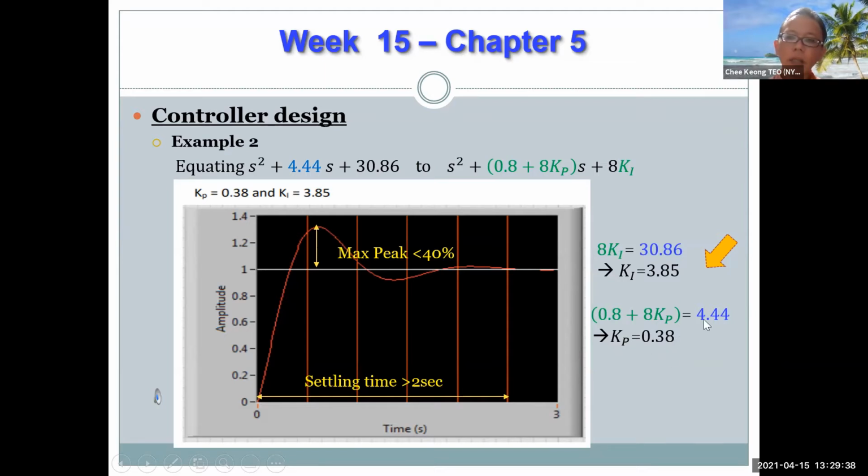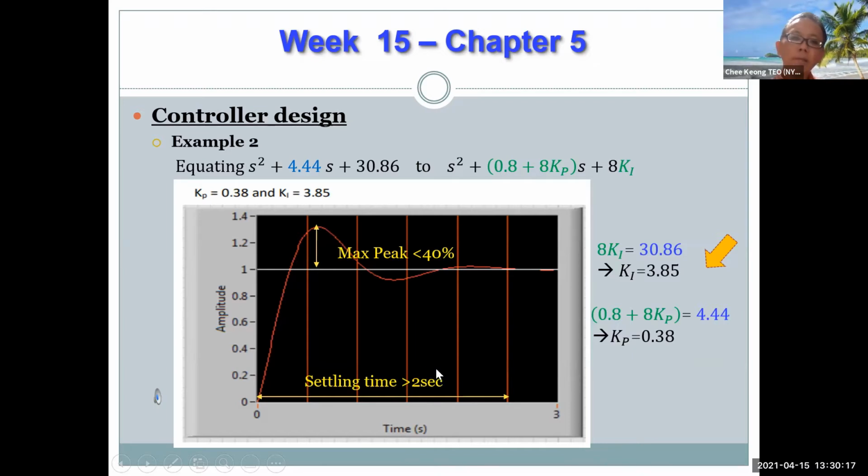With this Ki and Kp known, we put this back into your PI controller and run the simulation using LabVIEW, and we realize that for the maximum peak, we can achieve it because it's about 30-something percent, so it's quite good. But the settling time, we require less than 2 seconds. You look at it, for it to go within about plus minus 2%, it is almost 2.5 seconds. So it's 2.5 seconds instead of 2 seconds, and we want the settling time to be less than 2 seconds.